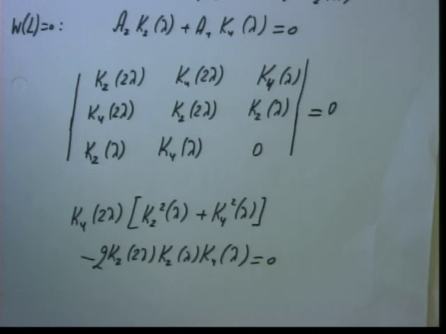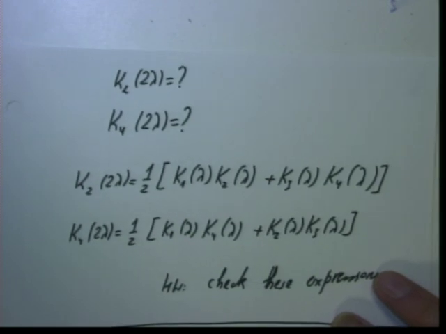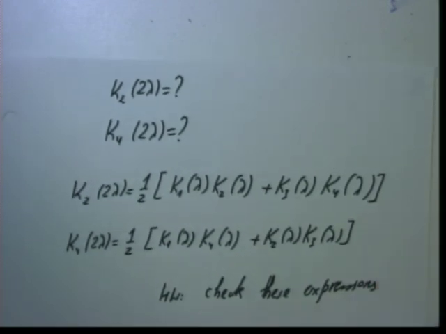Now the work is not finished. I cannot just leave it here at this point. Now there is K4 of 2 lambda and K2 of 2 lambda. We better express these values in terms of functions of 1 lambda. And here comes also the homework. So K2 of 2 lambda, I am asking what is this, and K4 of 2 lambda. The homework will be to check these expressions.